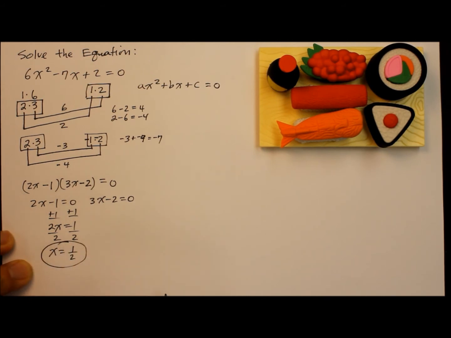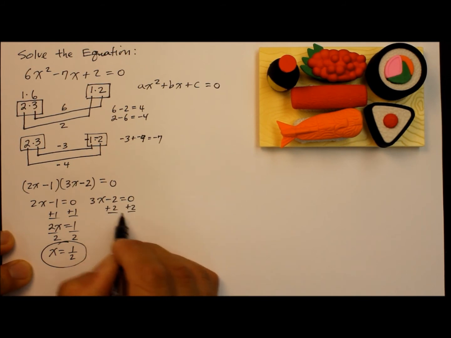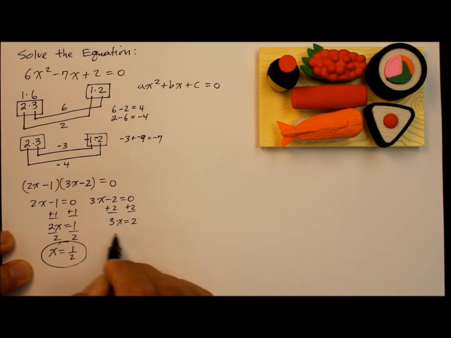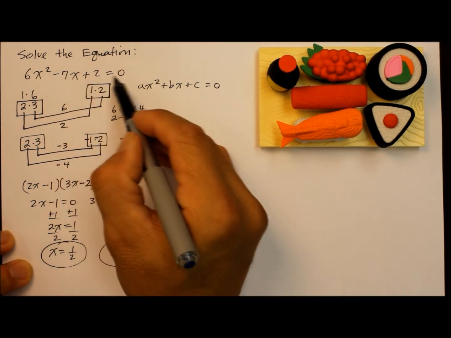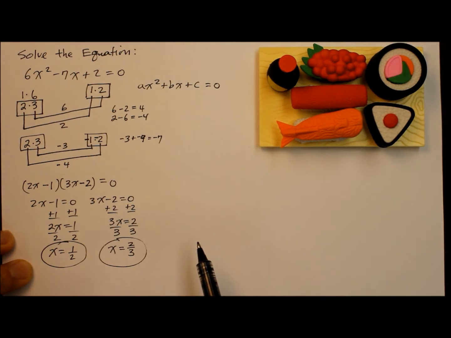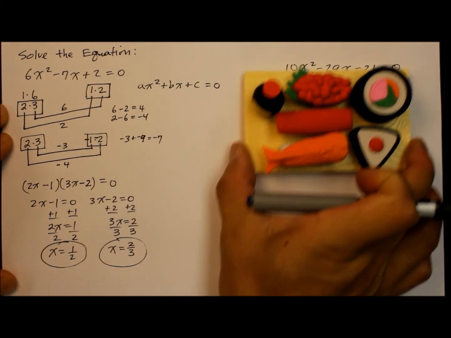So that's a solution. Or the other solution is when you solve for this x by adding 2 to both sides and divide by 3. The other possible solution is when x is equal to 2/3. If you substitute it into this x and this x, they will equal 0. There's your two solutions. Now let's have you try this one.